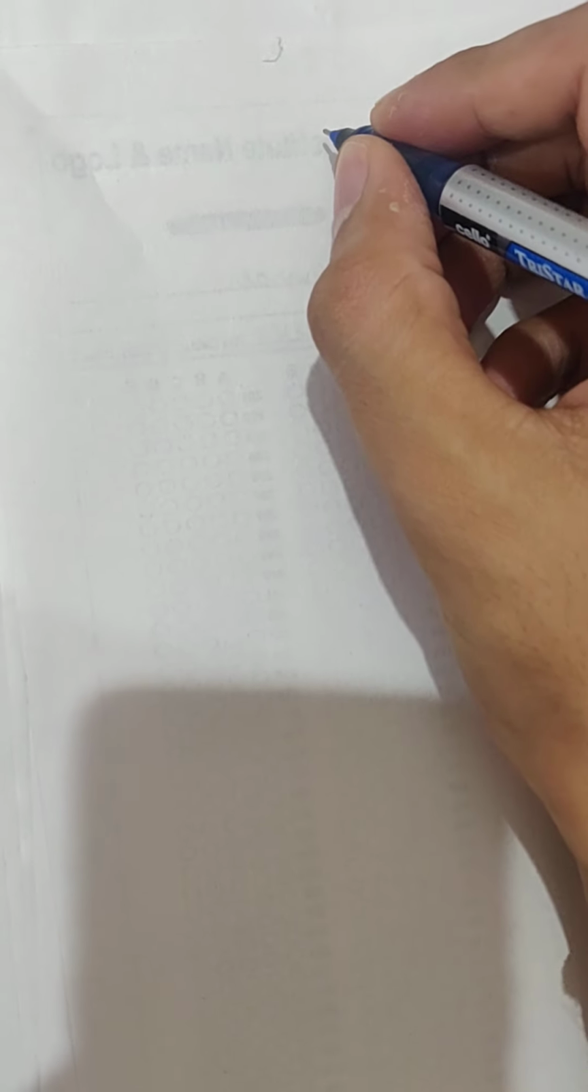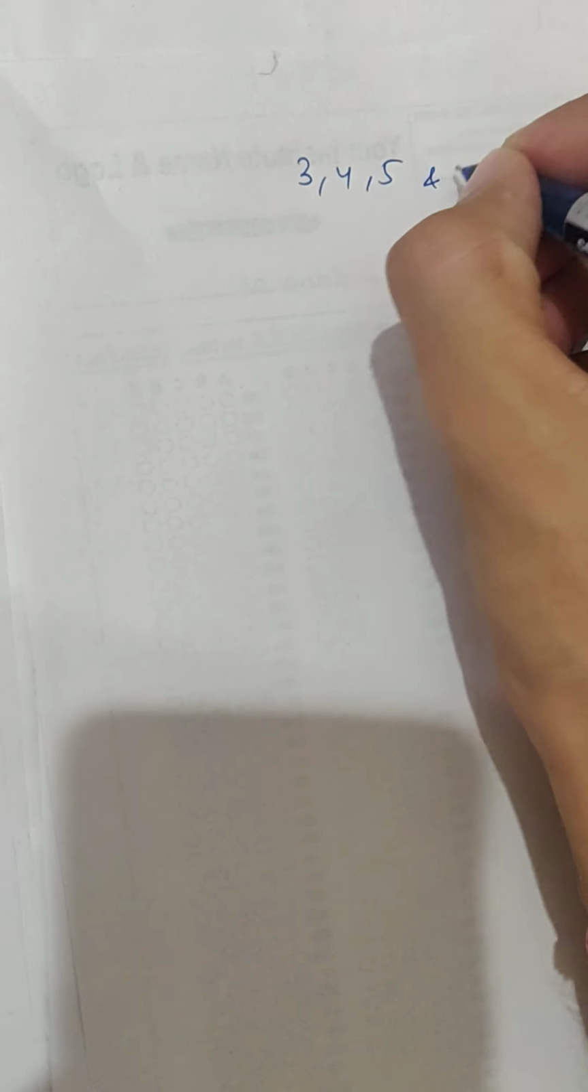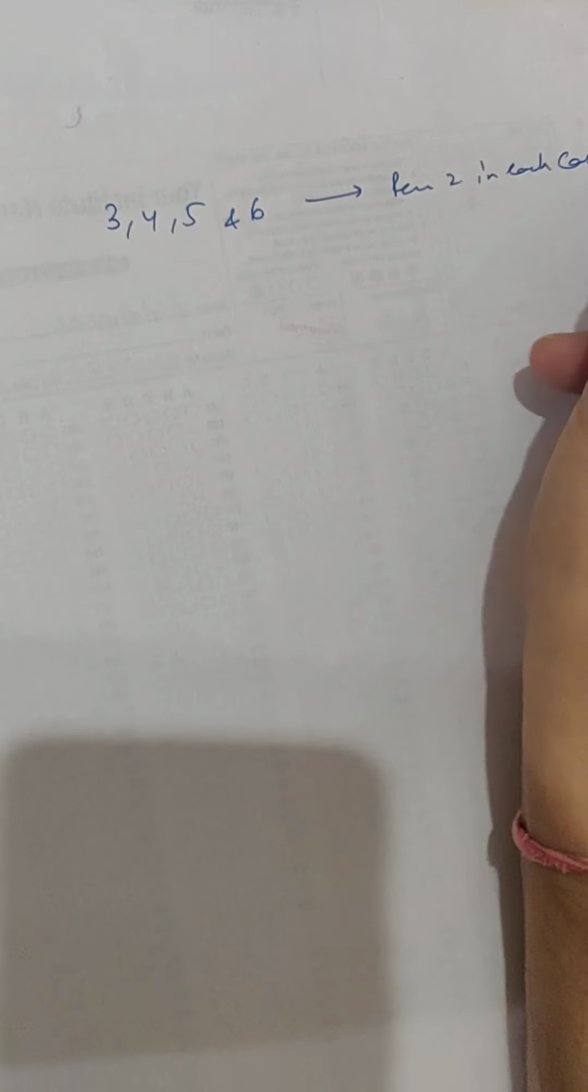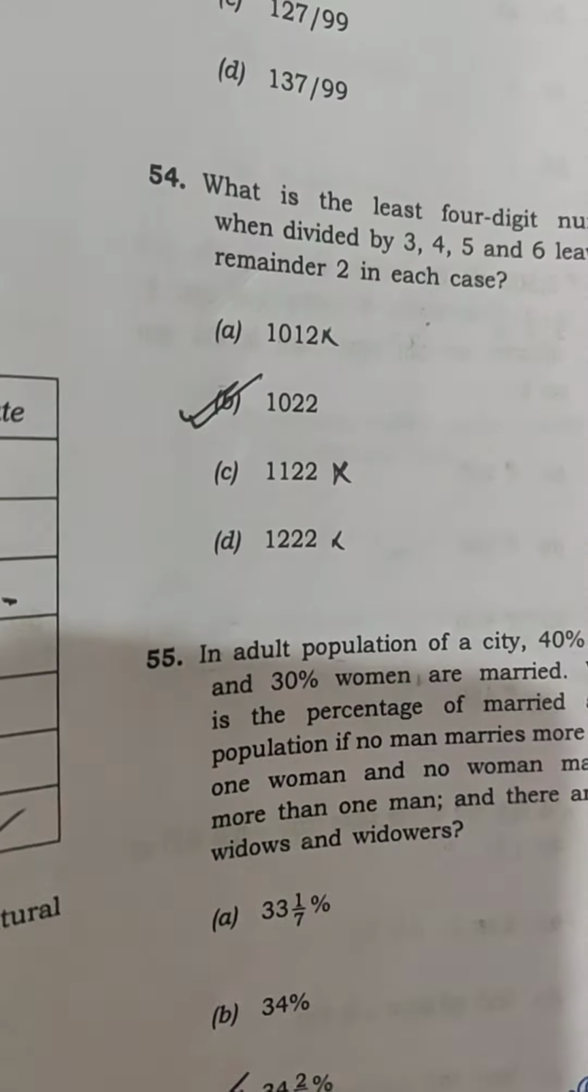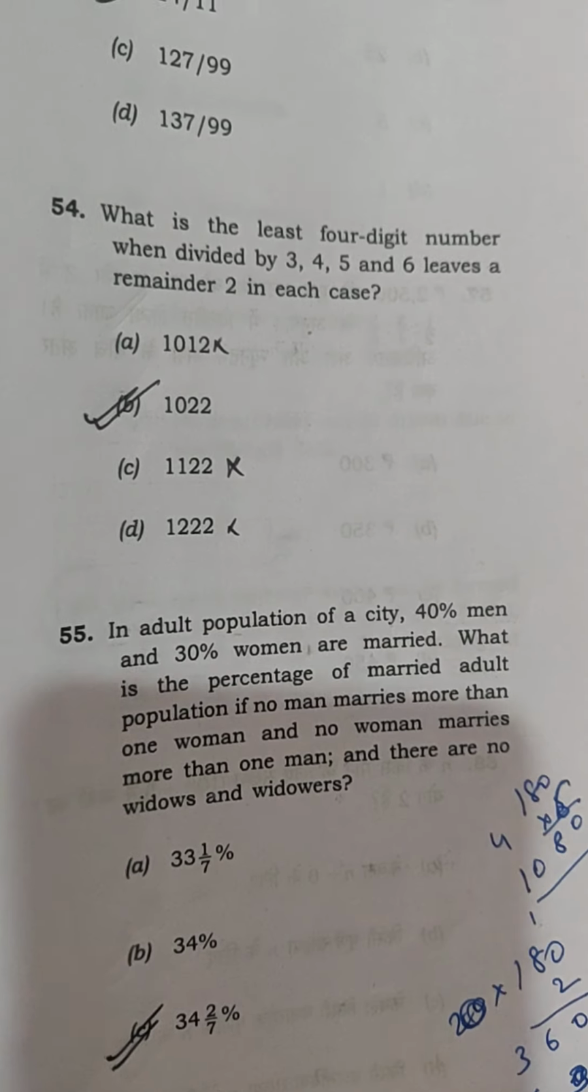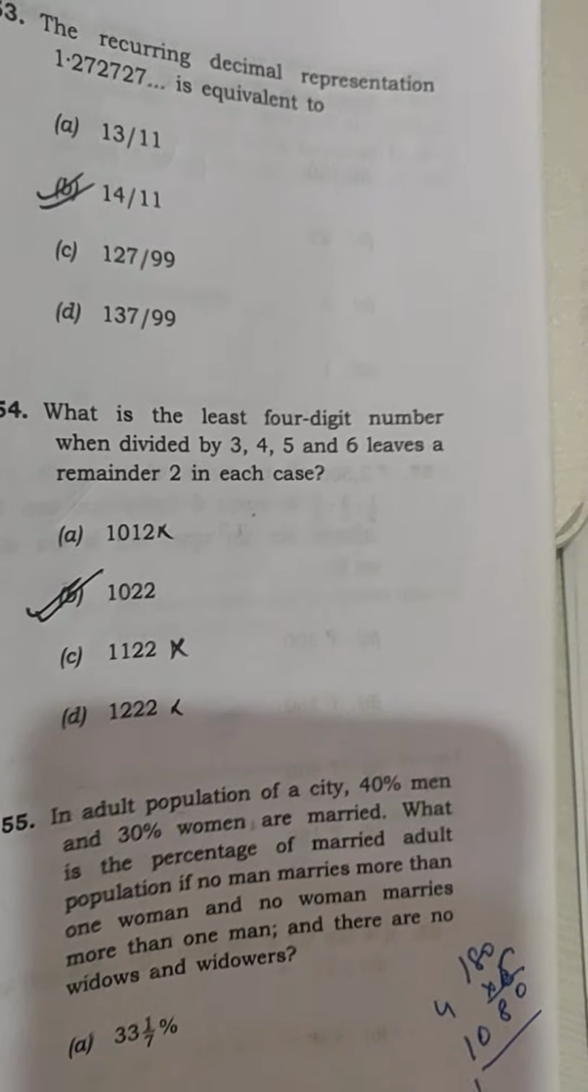So there was a question this year: what is the least 4-digit number that when divided by 3, 4, 5 and 6 leaves remainder 2 in each case? This was question number 54. There are two ways to do this question.